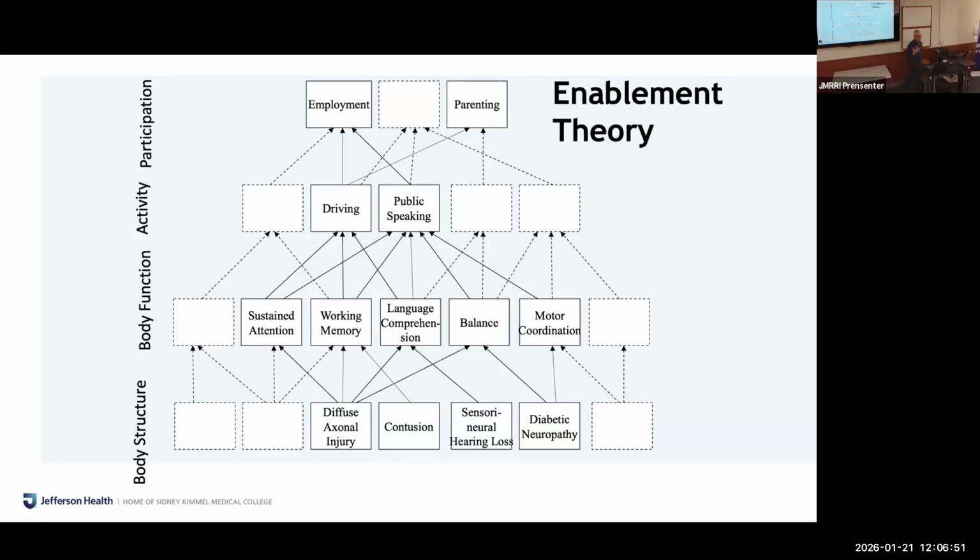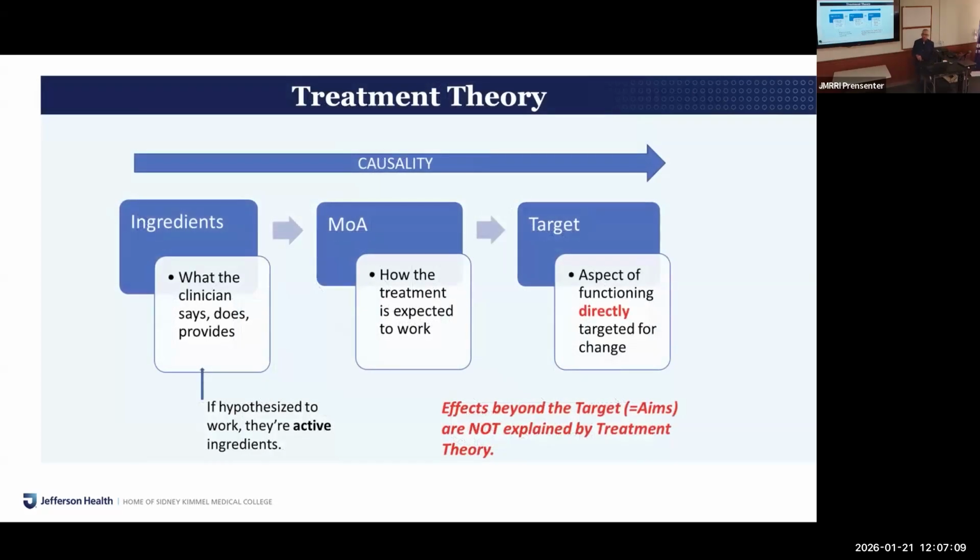So the issue that enablement theory helps us understand is what does it take to be a public speaker? What does it take to drive safely? And then analyzing the strengths and weaknesses that contribute to an individual person's ability or disability. In contrast, treatment theory is about changing things in that landscape.